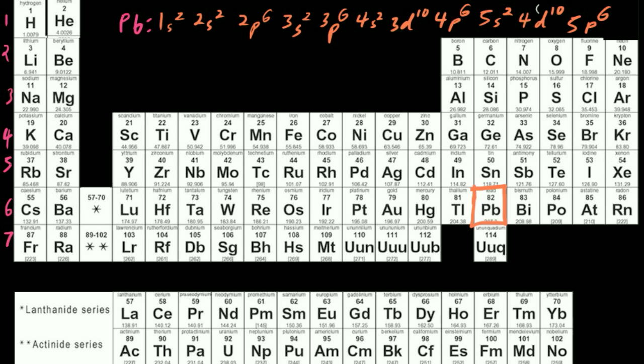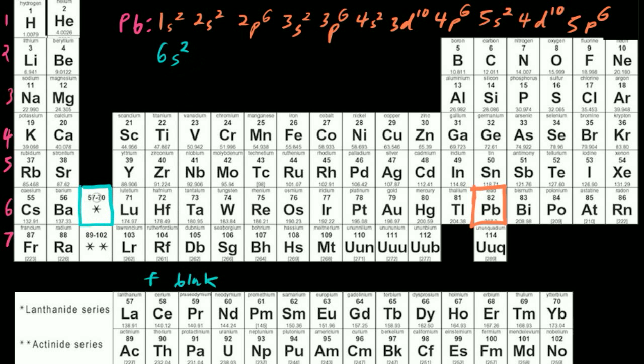So now we move on to our 6s shell. I'll just arbitrarily change colors. So now we have 6s2, and so now we're at the point where we're going to start filling in our F shell, because we are right here. We're right here at this point. So we have to fill our F, I'll call this the F block. So we have to fill in our F block orbitals, or our F orbitals.